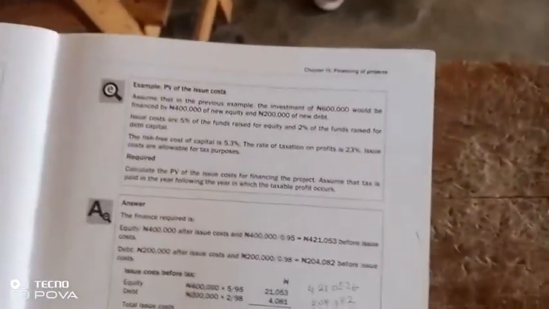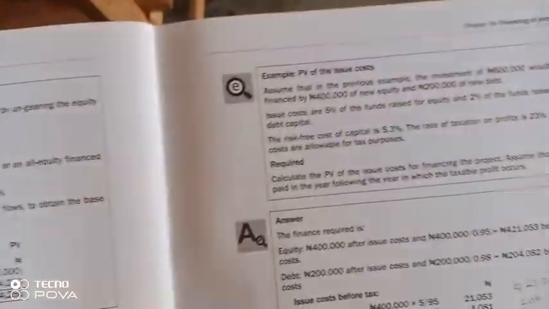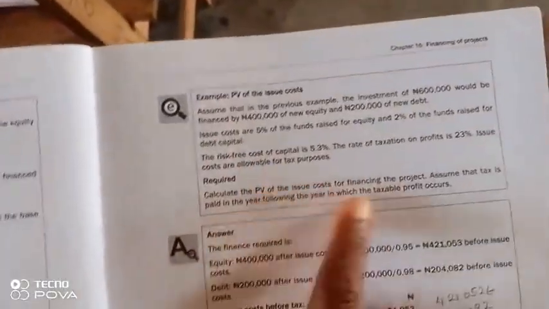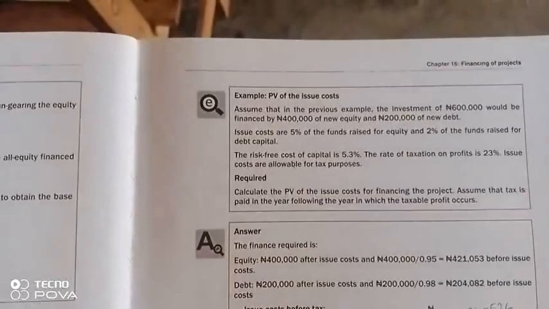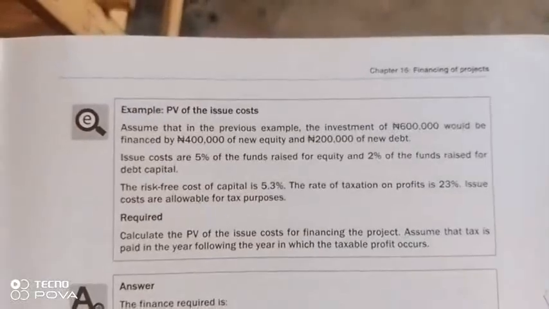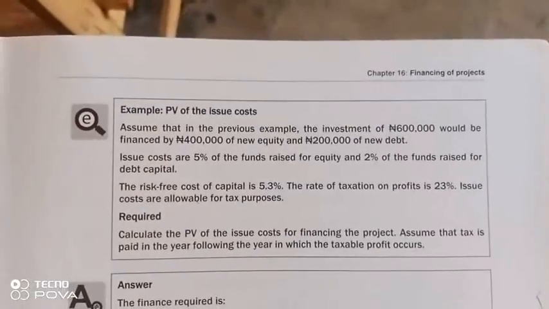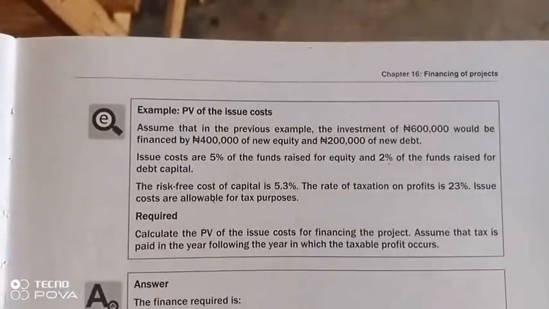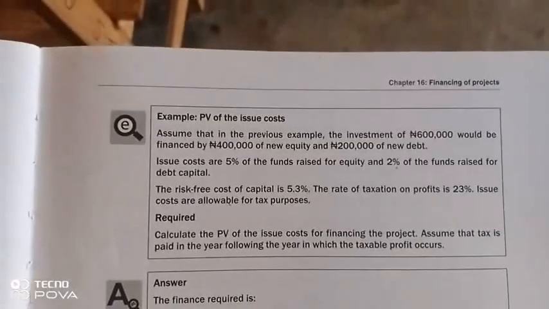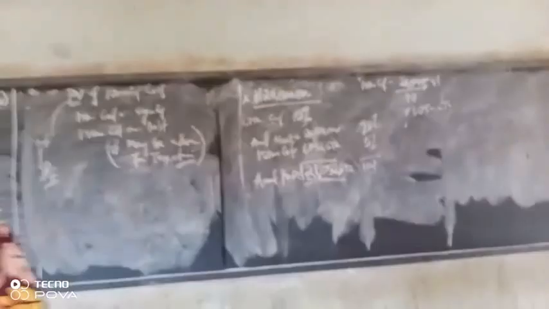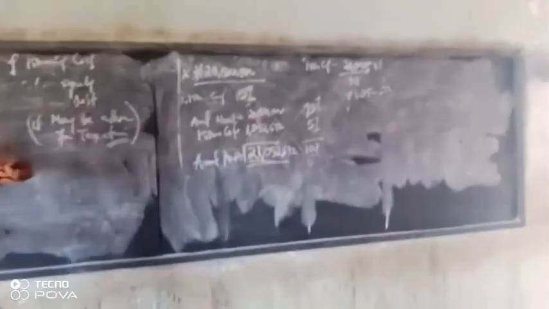Okay, let's go to the next page. The risk-free cost of capital is 5.3%. The rate of valuation is 0.5%, 23%. Issue costs are allowable for tax purposes. You are required to calculate the PV of the issue cost for financing the project, assuming that tax is paid in the year following the year in which the taxable profit occurs. That means one year in arrears. PV of issue cost.